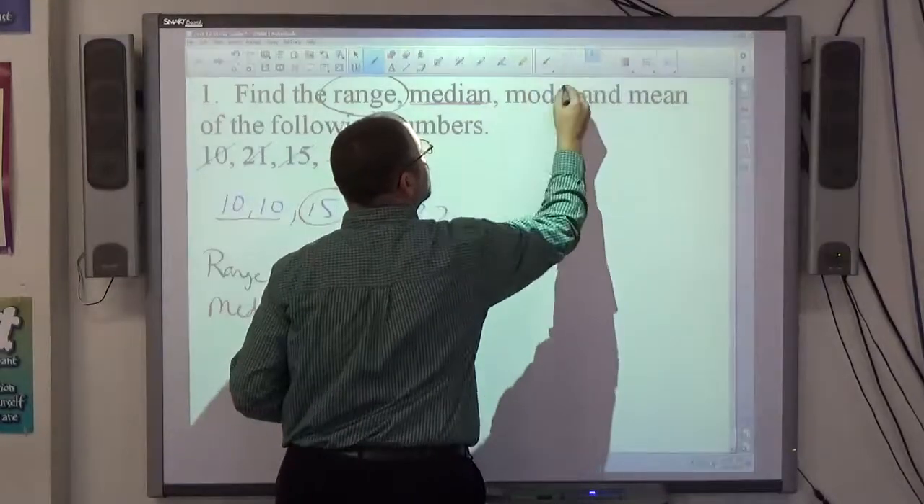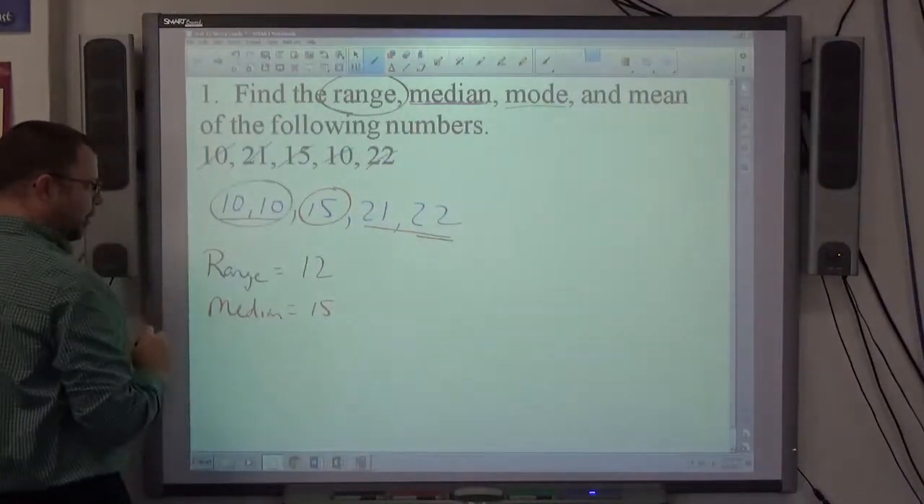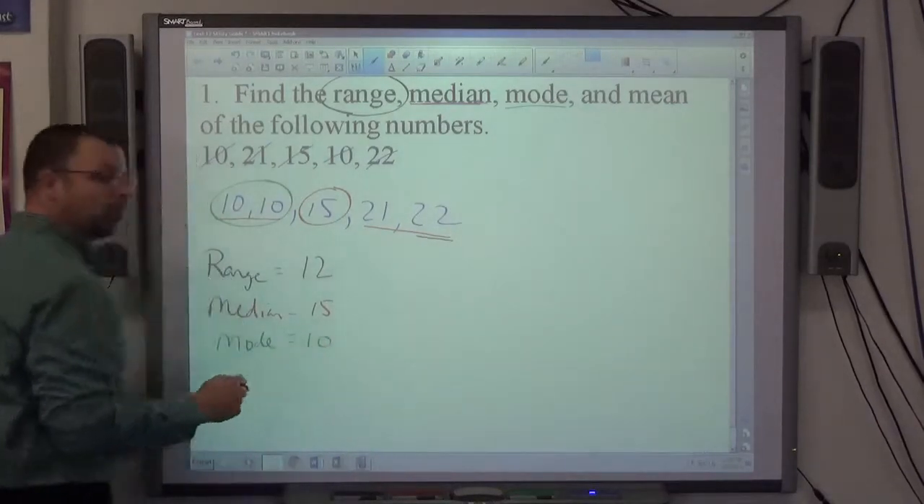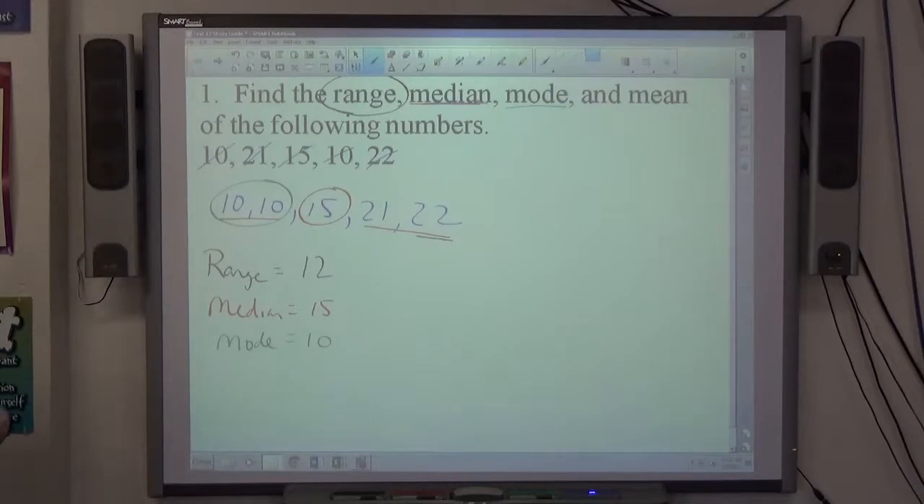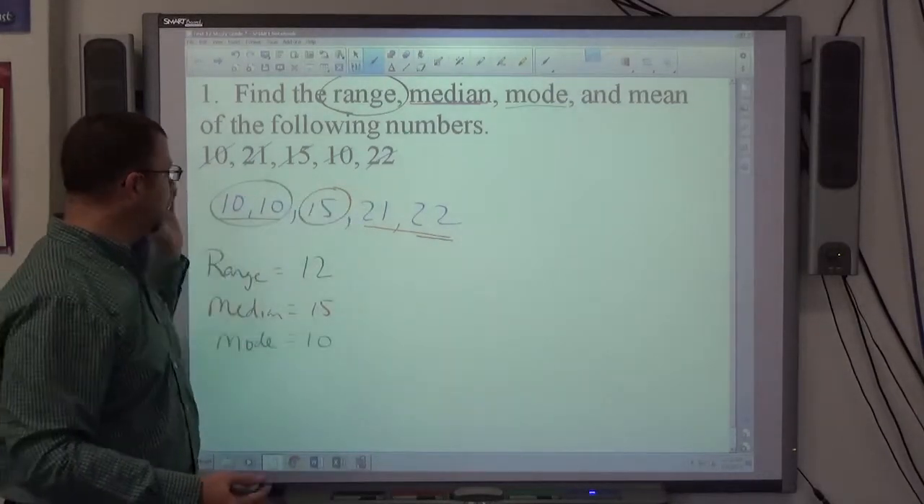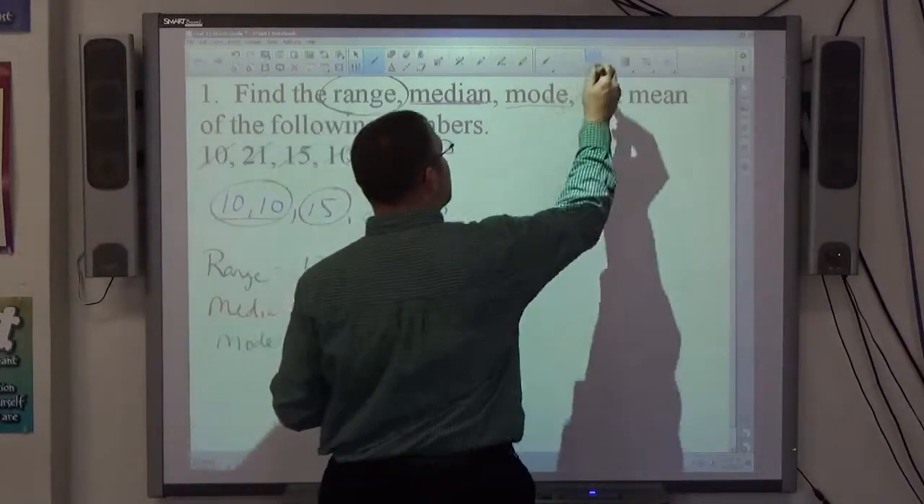The mode is the number that happens the most. 10 happens twice, everything else happens once. Keep in mind, if there's multiple numbers that happen the most, then they're all the modes. So if it was 10, 10, 15, 15, 22 maybe, then 10 and 15 will both be the mode. In this case, just the mode is 10.